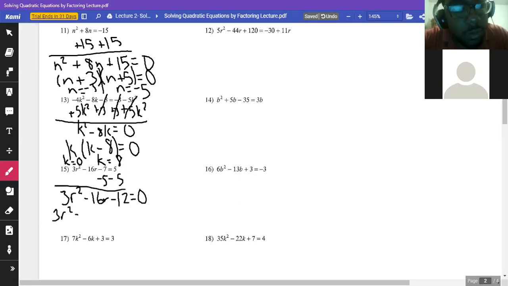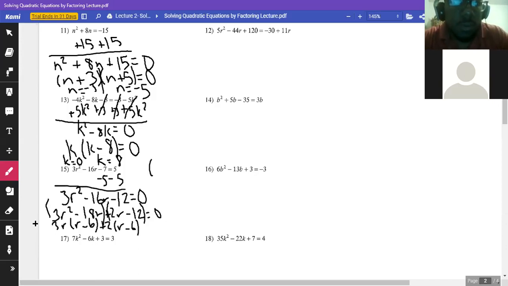So 3r squared minus 18r plus 2r minus 12 equals 0. Going to break those two off, break those two off. So I end up with 3r times r minus 6 plus 2 times r minus 6, which is the same as saying 3r plus 2 times r minus 6 equals 0.